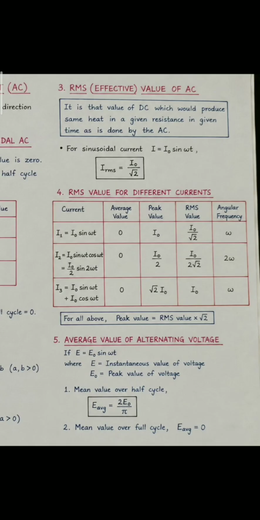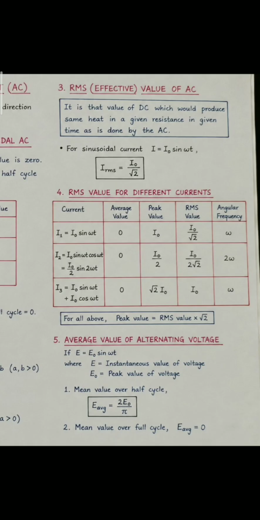And next one is RMS value for different currents. Current I1 is equal to I naught sin omega t: average value is equal to 0, peak value is equal to I naught, RMS value is equal to I naught by root 2, and angular frequency is equal to omega.